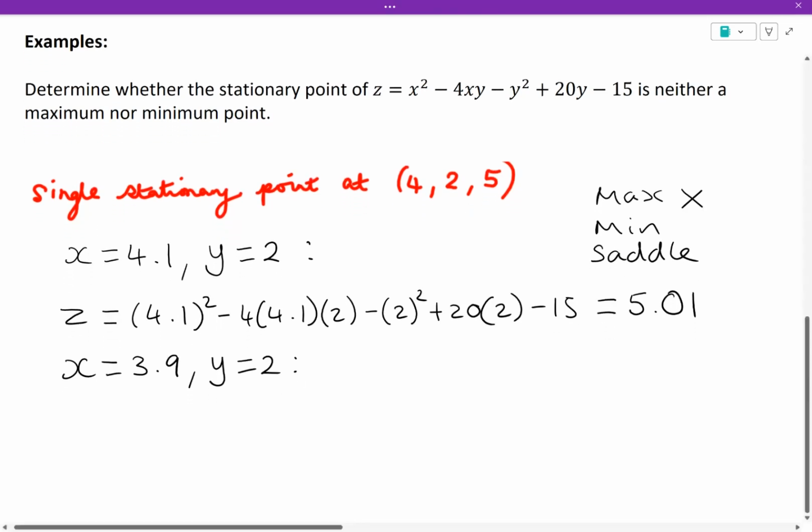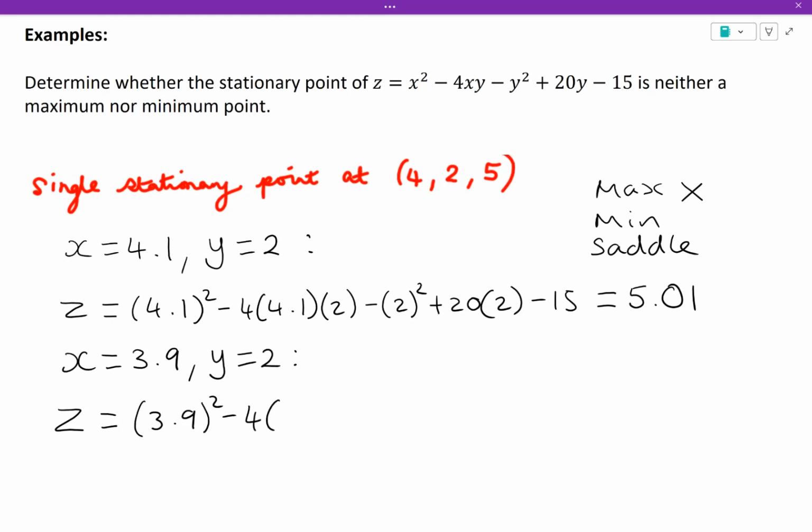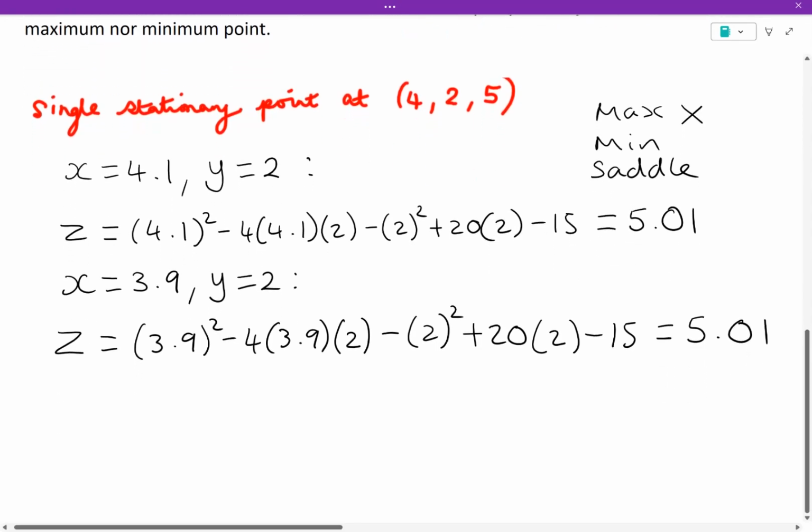So we're now going to do a similar substitution to before. We're going to substitute those values into the surface equation. So we'd have 3.9 squared, subtract 4 lots of 3.9 times 2, subtract 2 squared, plus 20 multiplied by 2, subtract 15. And I'm going to pop that in the calculator. And once again, I get 5.01. So that hasn't really told me anything new yet. All I know is that when I change the x-coordinate a little bit, the z-coordinate is always increasing. So let's investigate our y-coordinate instead.